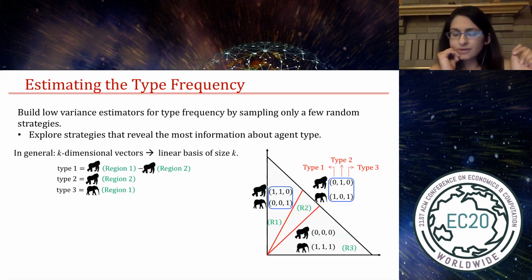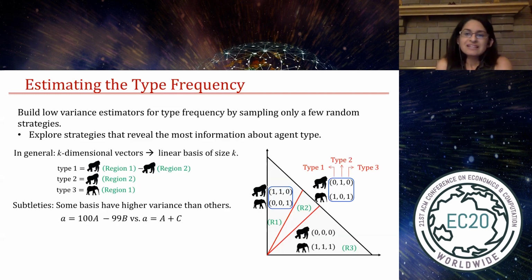Let's just see an example. For example, the likelihood of attacker type 1 is the number of times I see a gorilla being attacked when I place something in region 1, minus the number of times that I see a gorilla being attacked when I place something in region 2. It's just because their vector is 1, 1, 0, 0, 1, 0, which is going to add up to 1, 0, 0, which is the utility, which signifies the probability of attacker type 1.